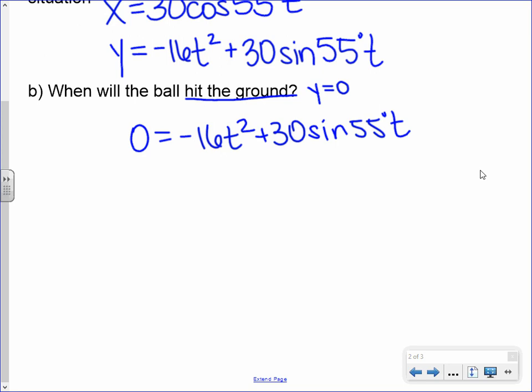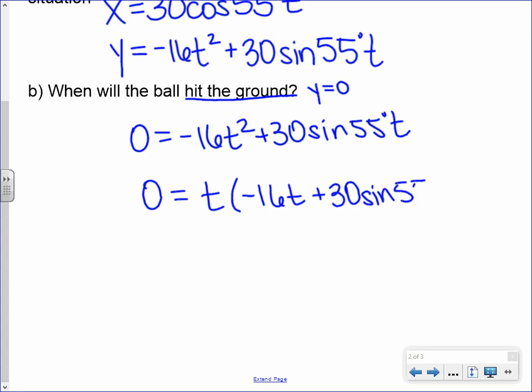Now here's the deal. Since our initial height is 0, we have two terms over here, both of which have what in common? Okay, we have a quadratic set equal to 0. We know we're going to get two answers. One of them is t equals 0. Well, we knew that because it begins at the ground.